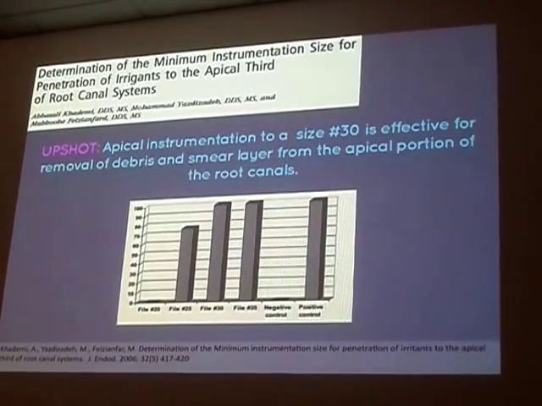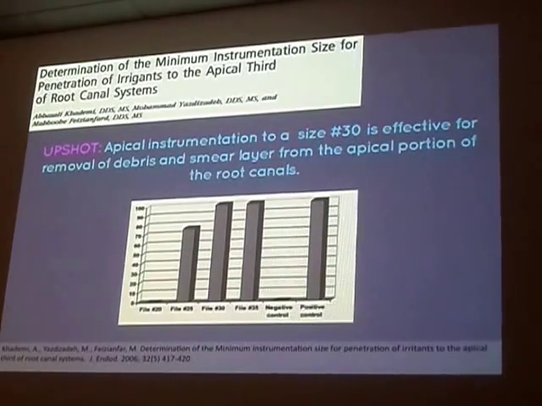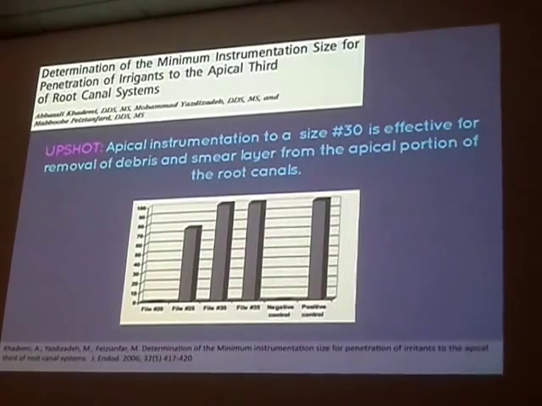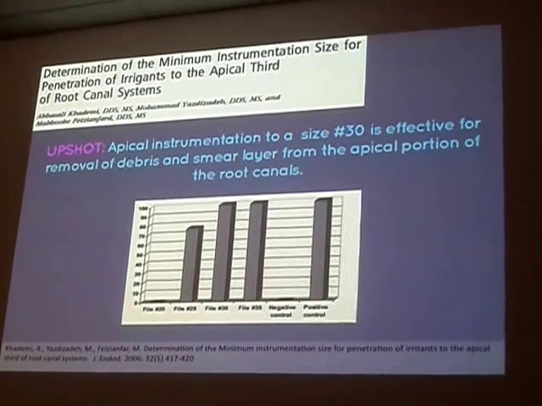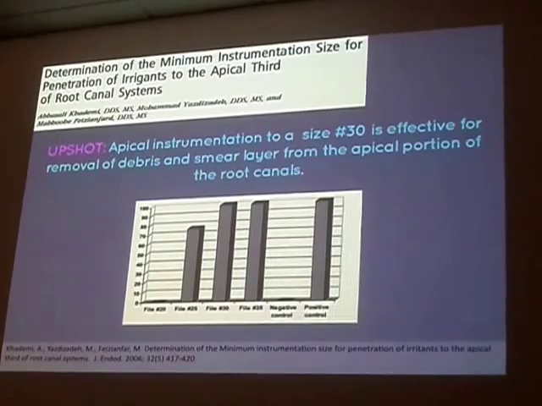And basically what he finds is that instrumentation to an apical size of a 30 allows for effective removal of debris and smear layer from the apical portion of the tooth.